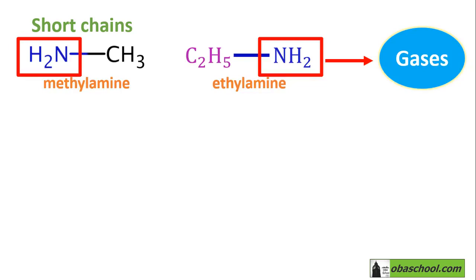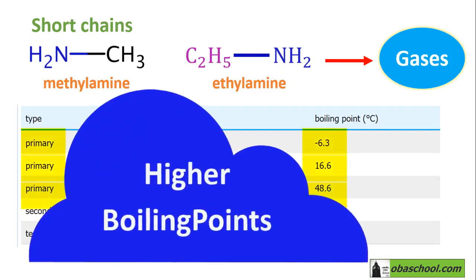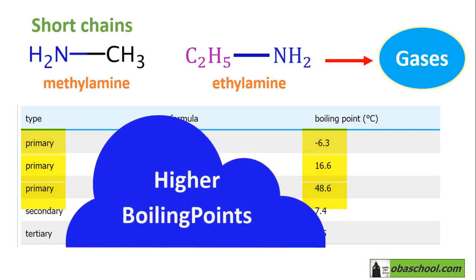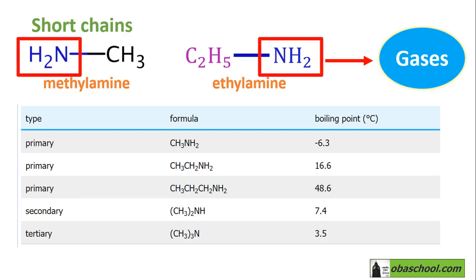Let's take a look at this table here. You can see that primary amines have higher boiling points than those of secondary and tertiary amines. This is again due to the fact that the nitrogen atom in the primary amines is located at the extremity of the molecule. However, in secondary amines, the nitrogen is found in the middle. They can hardly form bonds with other compounds. That's why they are easier to break than primary amines.